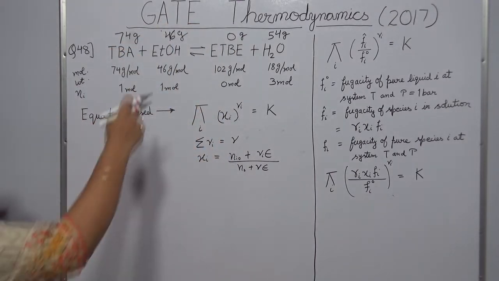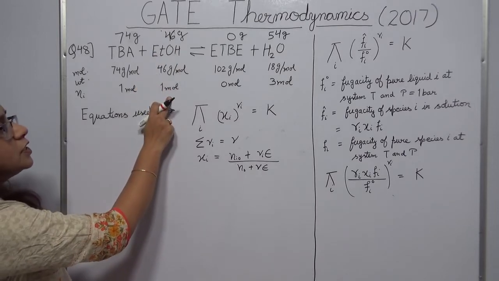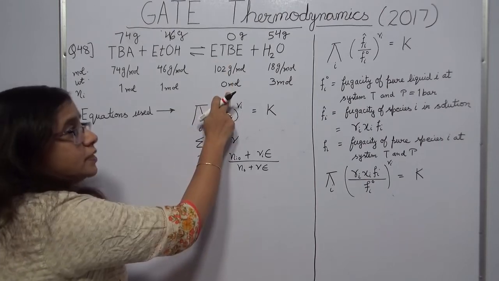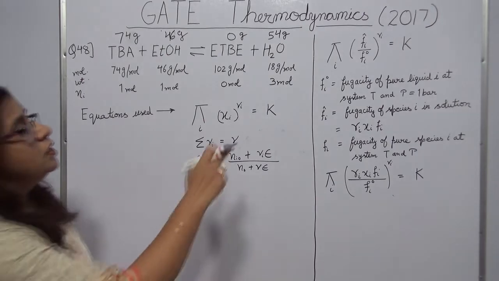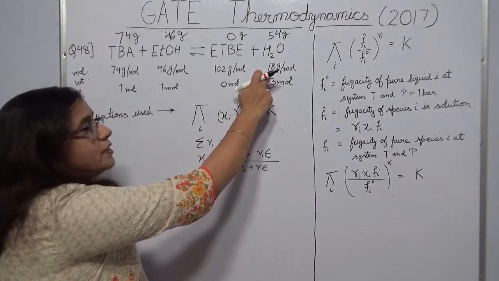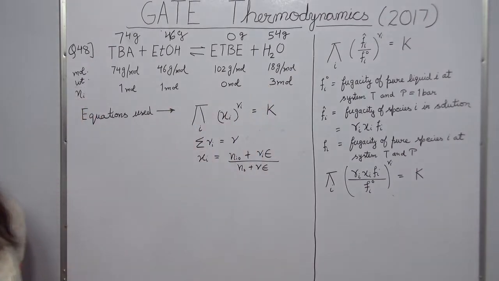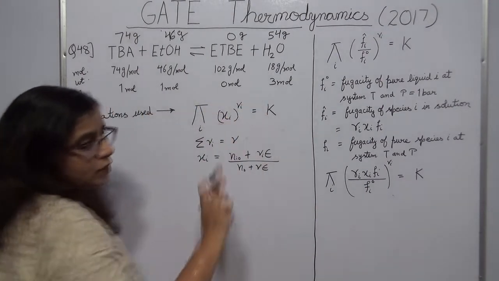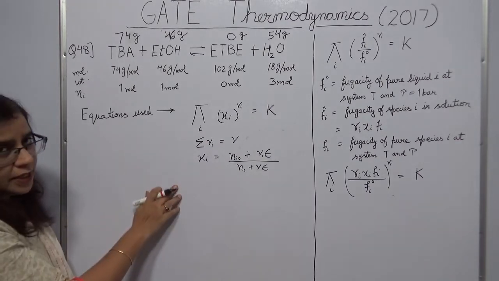Now, 46 grams of ethanol, its molecular weight is 46 grams per mole, so the initial number of moles is 1. The initial number of moles for the product is 0. For water, you start with 54 grams. Your molecular weight of water is 18, so 54 divided by 18 gives the initial number of moles for water as 3 moles. This calculation I have done very quickly.